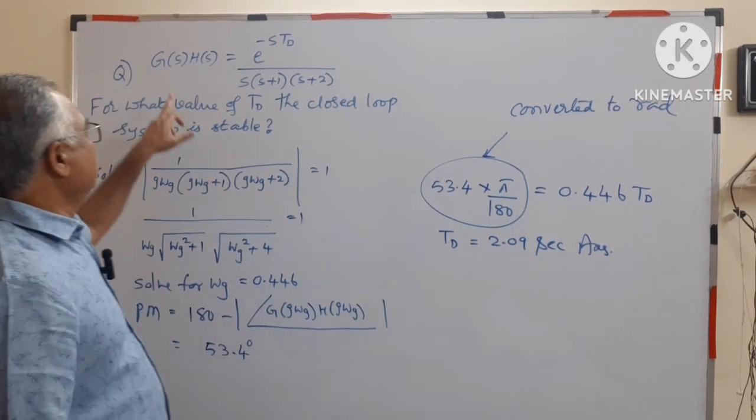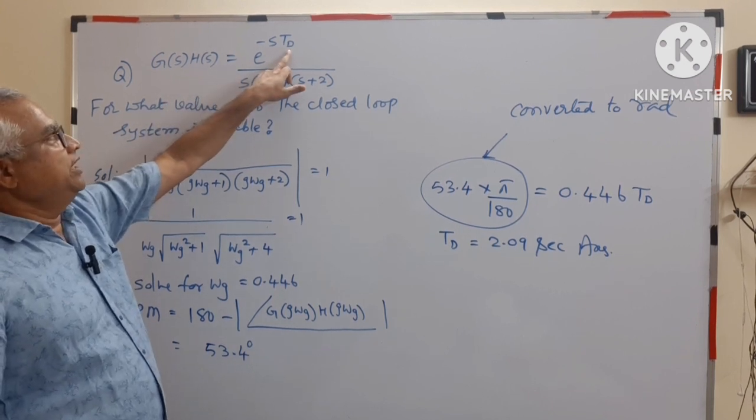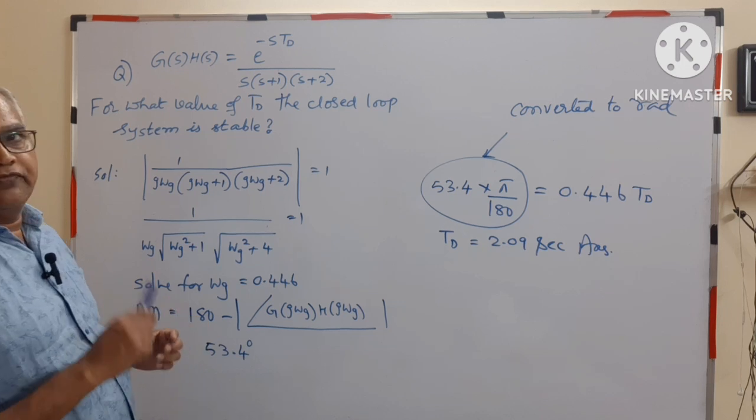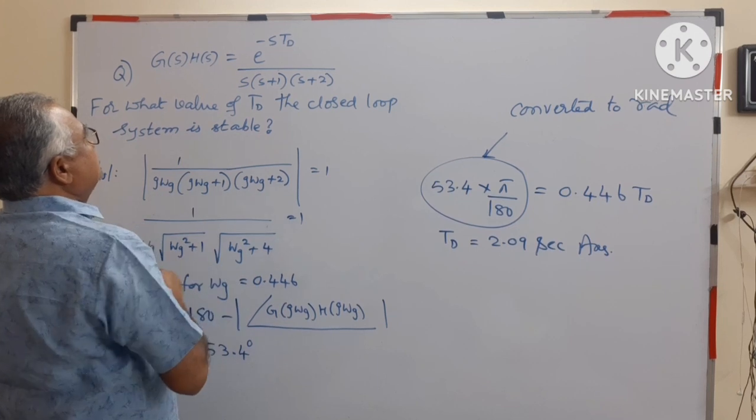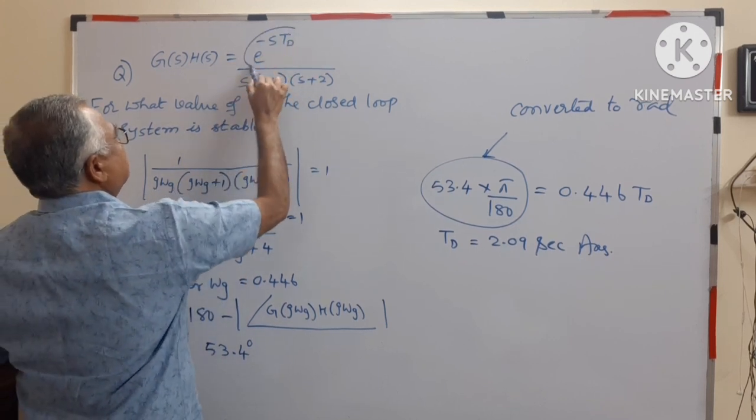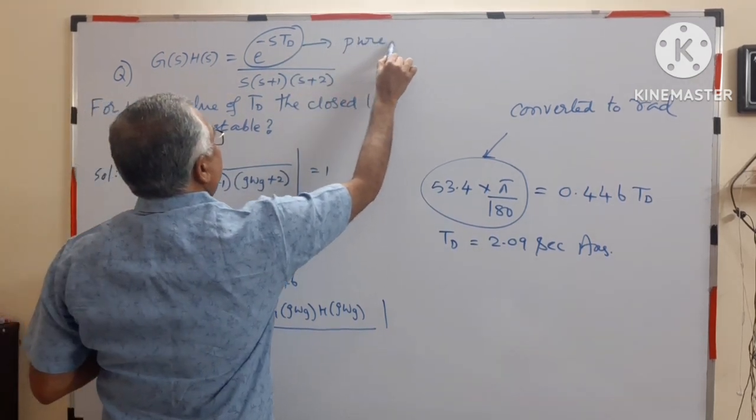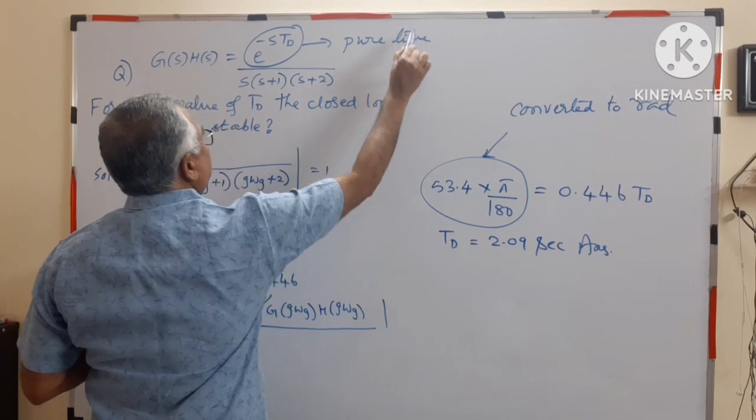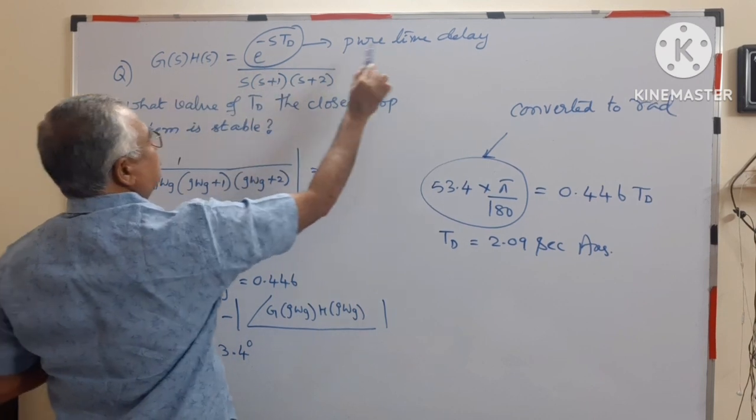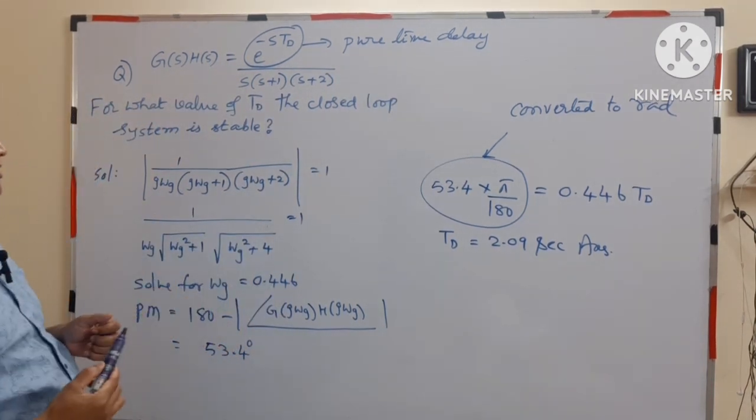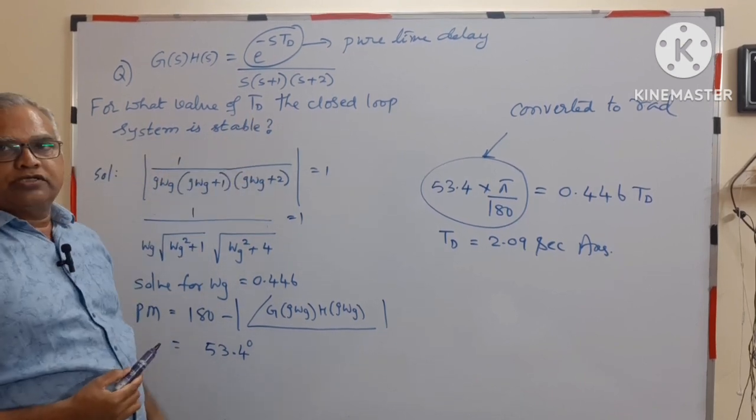So if you look at this problem, G(s)H(s) equals e power minus s Td, where Td is the time delay, divided by s times (s plus 1) times (s plus 2). The specialty of this problem is that it contains this term. This is pure time delay. If the system contains pure time delay, how do we analyze the system stability? For what value of Td is the closed loop system stable? That is the problem.